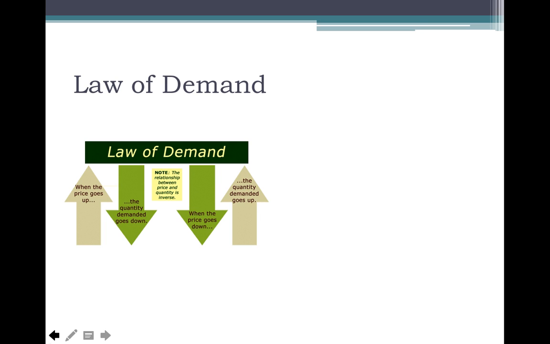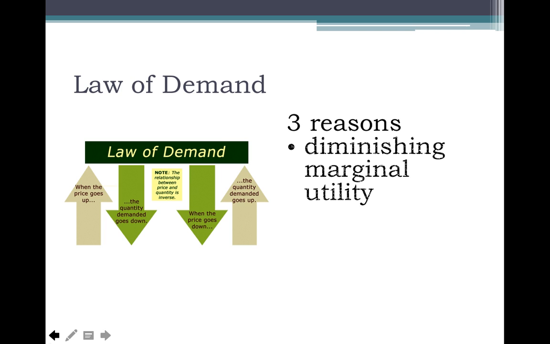You'll also notice with these arrows here that one goes one way, one goes the other, right? This tells us that the law of demand has an inverse relationship. Price and quantity demanded are inversely related, and this is an important idea. Now, there are 3 reasons for the law of demand, okay? The first reason for the law of demand having an inverse relationship is something known as diminishing marginal utility.